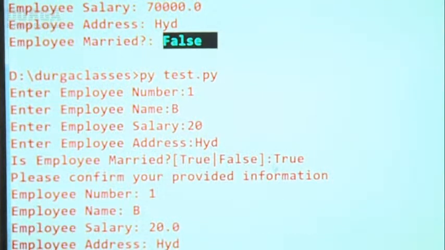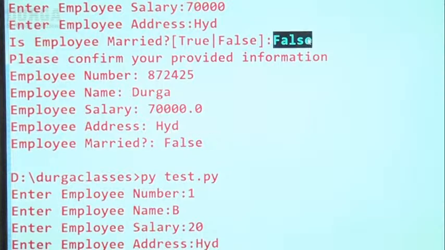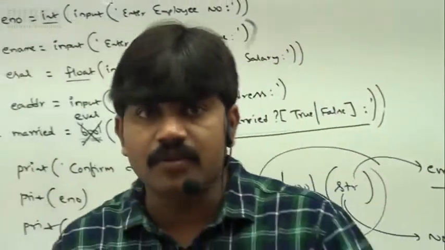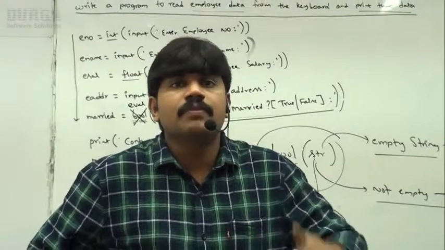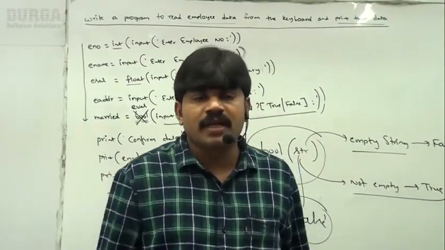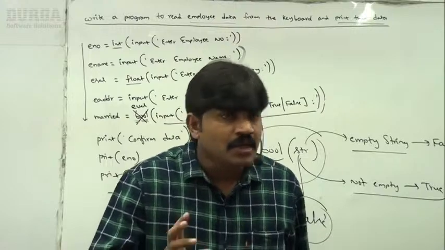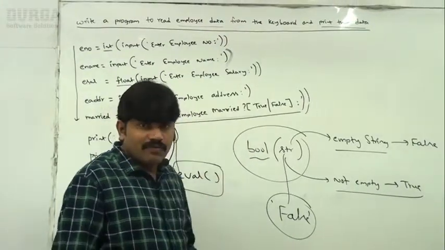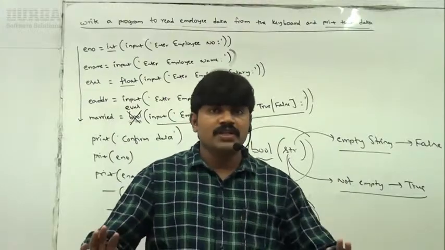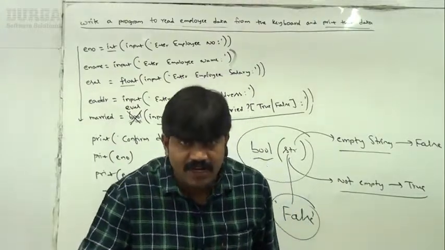Here have you observed, right? If you provided false, now also it's going to come false only. If you provided true, then obviously it is true. Are you getting it? So reading boolean data from the keyboard, you people need to take special care. If you want to convert string to boolean type, don't use the bool function. Compulsorily we need to use the eval function. Anyway, in detail, what is the purpose of the eval function we will discuss later. Don't worry. Clear for all of you, right?